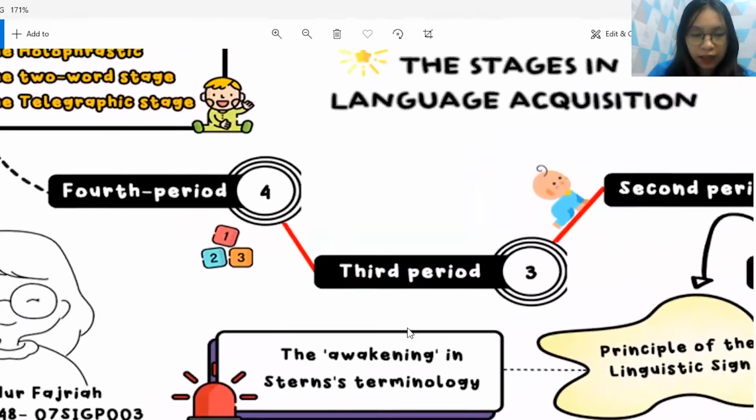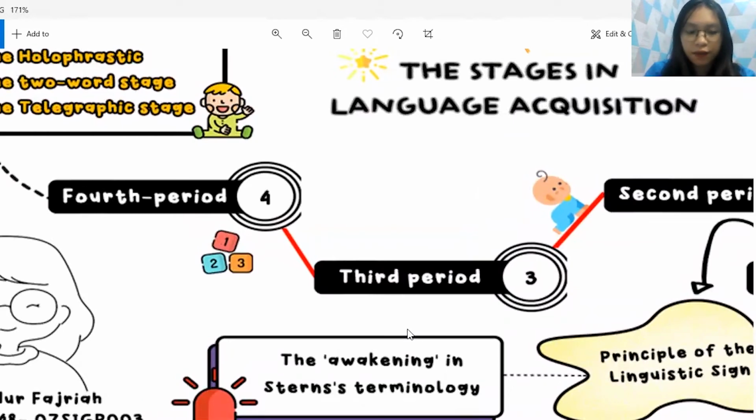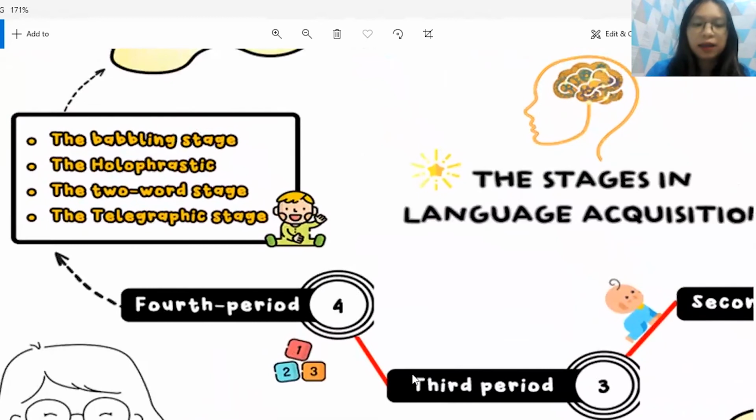The last period is the fourth period. Fourth period stage of language acquisition. In the fourth period, children begin to pronounce and articulate words and sentences correctly. It suggests that the children's vocabulary is already quite extensive at this point. Last but not least, there are 4 main stages of typical language acquisition. The first is the babbling stage. The second is the holophrastic. The third is the two-word stage. And the fourth, the telegraphic stage.